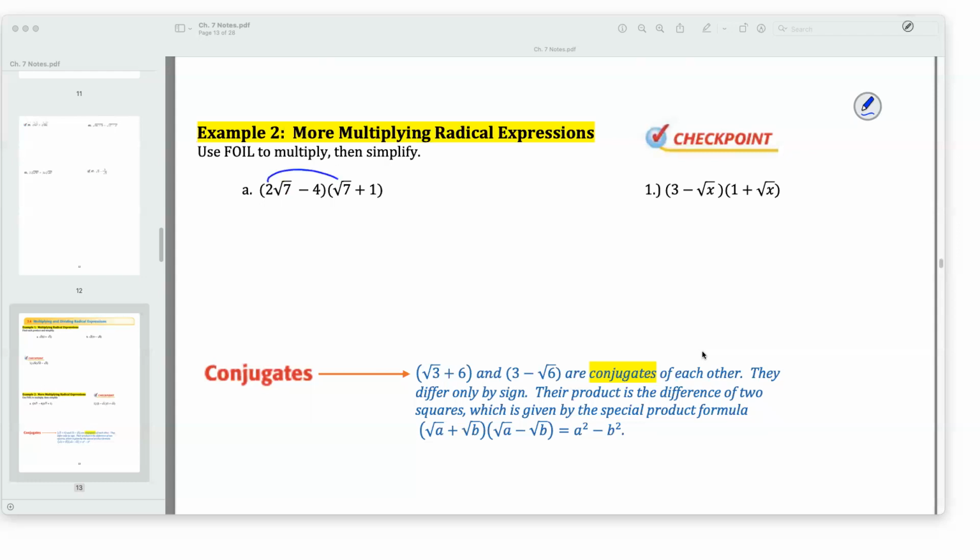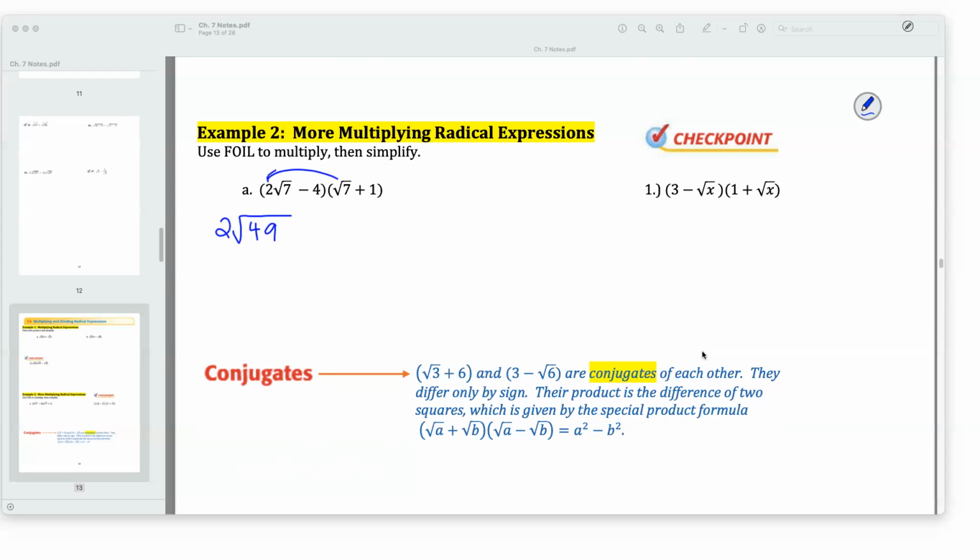So step 1, we're going to multiply 2 square root of 7 times square root of 7. That's going to be 2 times the square root of 49 because we can multiply the square root of 7 times the square root of 7. I'm going to show all of my steps and simplify in the end, but if you can skip steps along the way, please feel free.